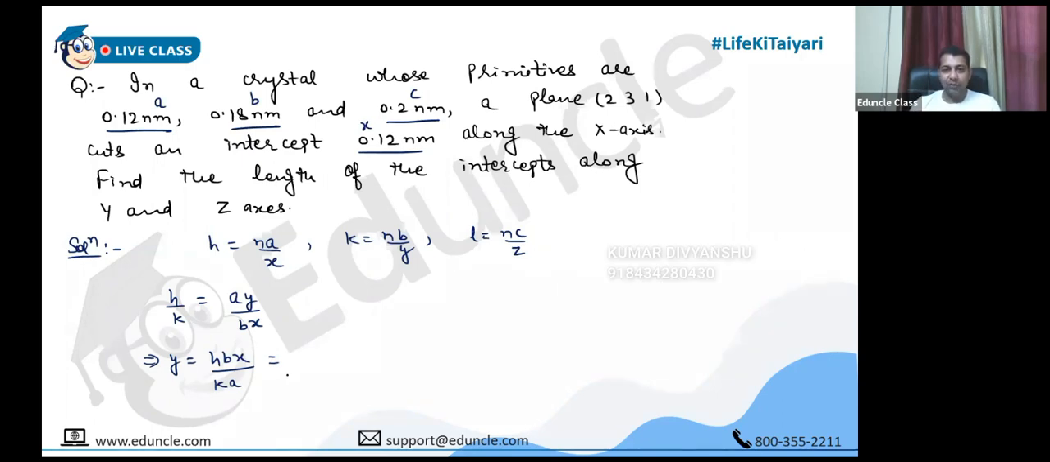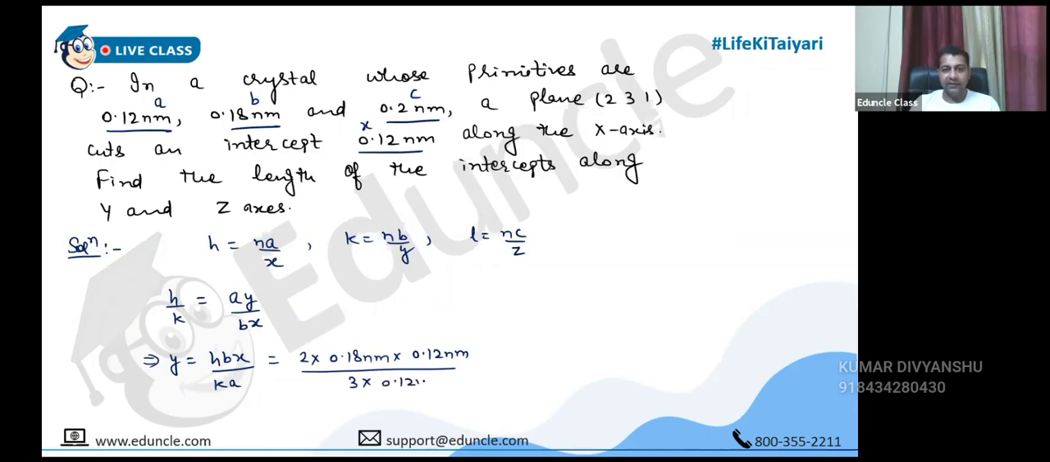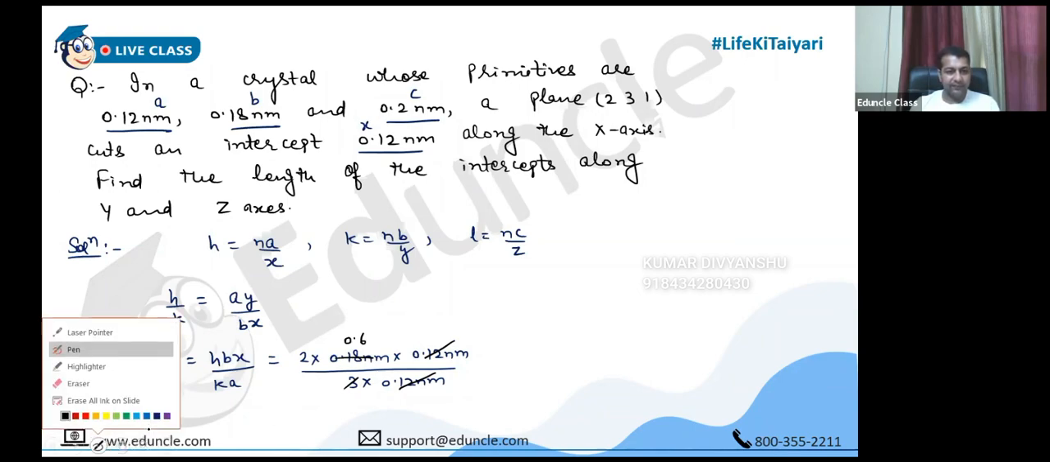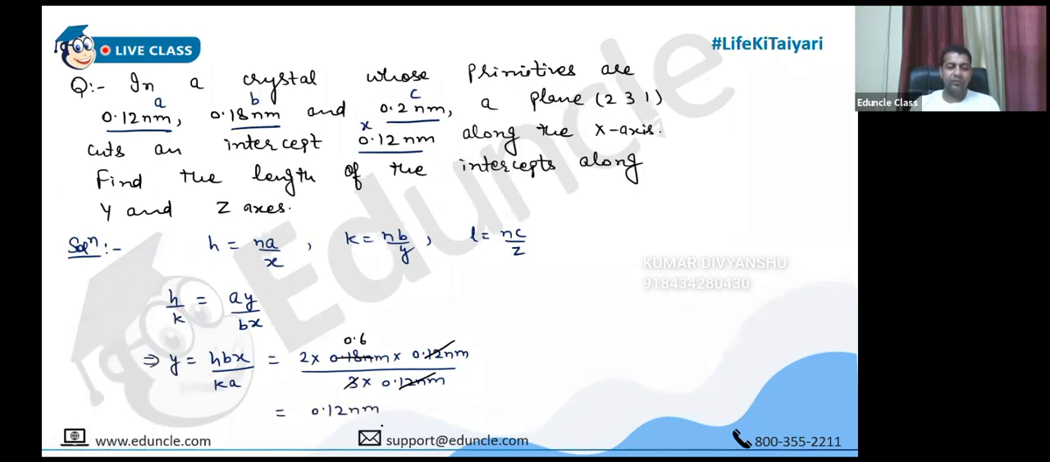So now I can substitute the values of H, B, and of course X, K, A. So these two will get cancelled. So 0.12. So I'm able to calculate y. In the same way, you can calculate z either by dividing h by l or k by l. So it is up to you.